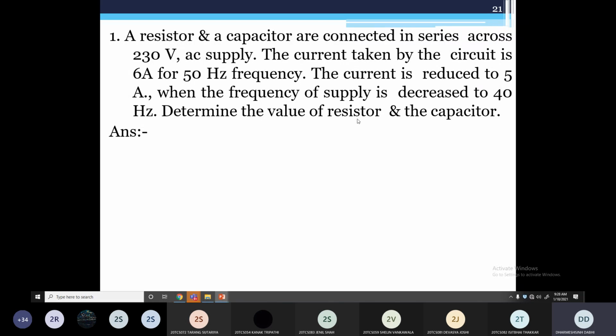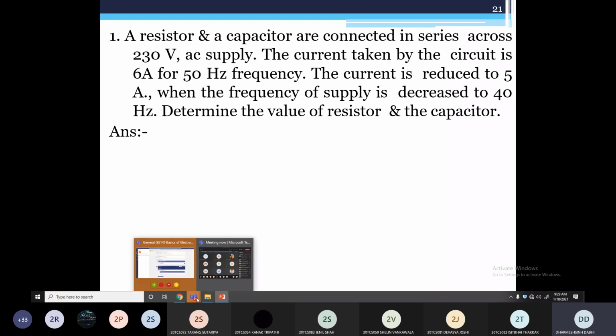So determine the value of resistor and capacitor. Here you need to find out R and C. Clear? How to calculate this? Can anyone have an idea how to calculate the value of R and C from this given data? Can anyone give me the idea? How to calculate R and C, the resistor and capacitor of the circuit?